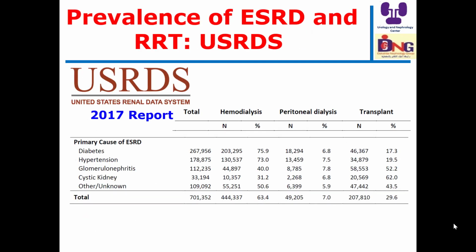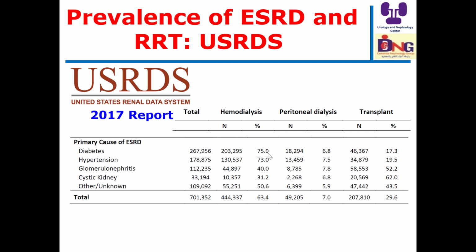Let us start with the issue of diabetes. All of us agree that diabetes is one of the important causes of end-stage kidney disease. According to the last report of the United States Renal Data System, diabetes is the leading cause of end-stage kidney disease. However, the majority of renal replacement therapy for diabetic patients is not transplantation. Transplantation is only for 17% of diabetic patients, and the majority of patients are treated by hemodialysis.